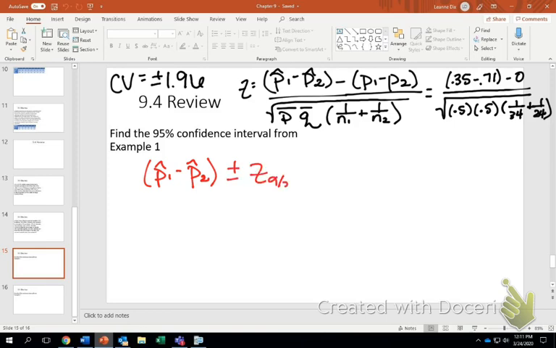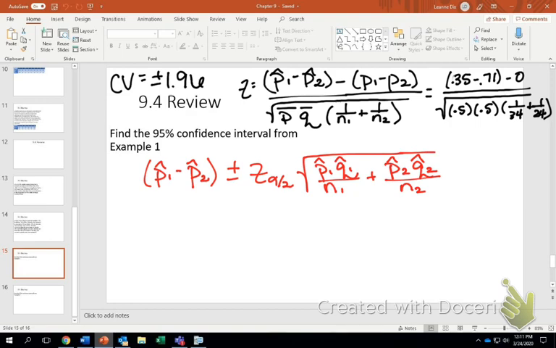our z sub alpha divided by 2 times, it's not the standard error, it's actually a little bit different. It's going to be the square root of p hat sub 1 times q hat sub 1 over our first sample size, plus p hat sub 2 times q hat sub 2 over our second sample size.